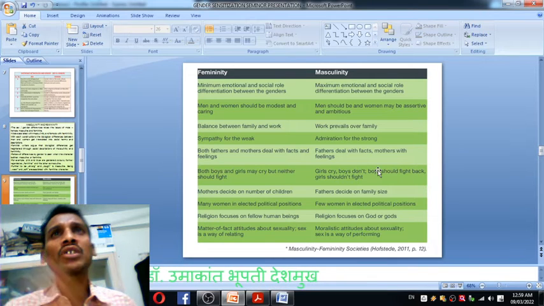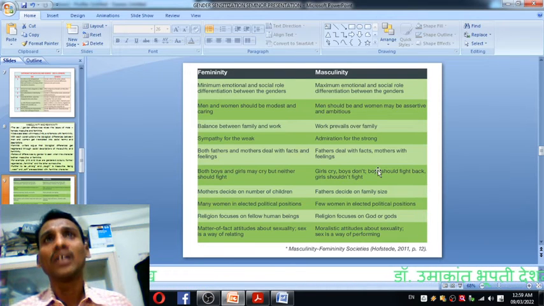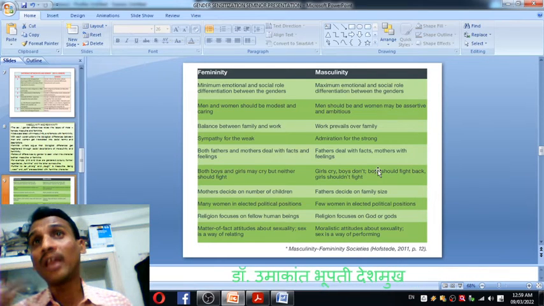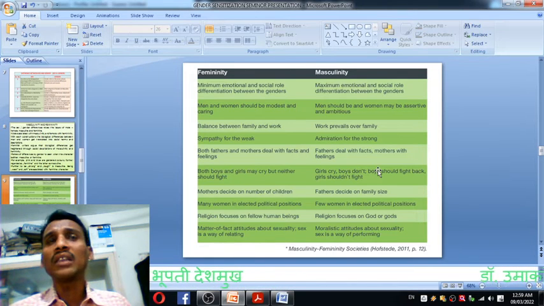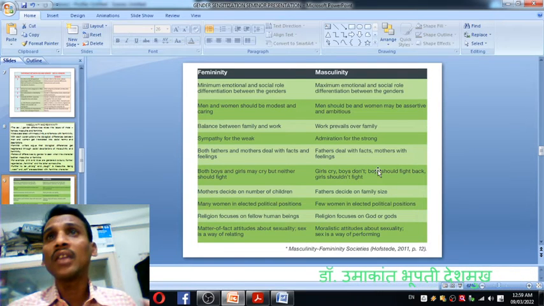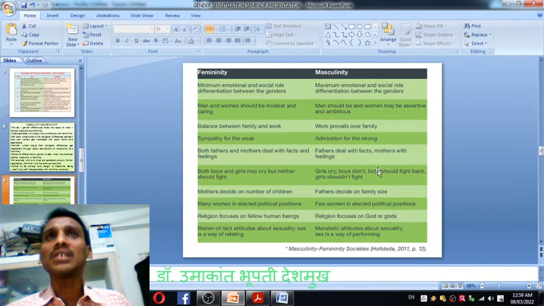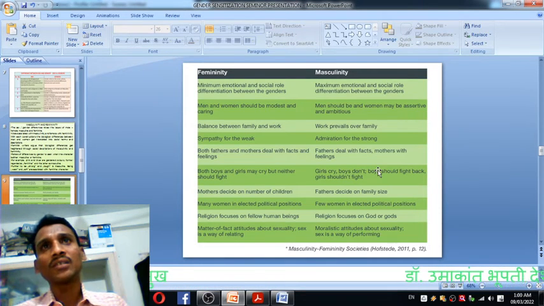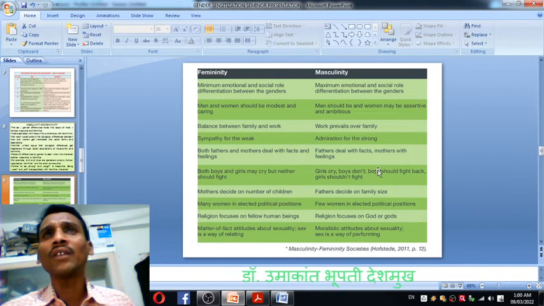Minimum emotional and social role differentiation between the genders. So in the case of femininity, there is minimum emotional and social role differentiation between the genders, and in masculinity, maximum emotional and social role differentiation between the genders. In the case of femininity, men and women should be modest and caring. But in masculinity, men should be tough and women may be assertive and ambitious. In femininity, they balance between family and work. But in masculinity, work prevails over the family.